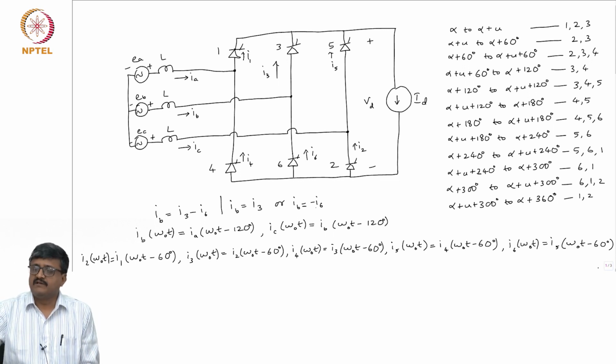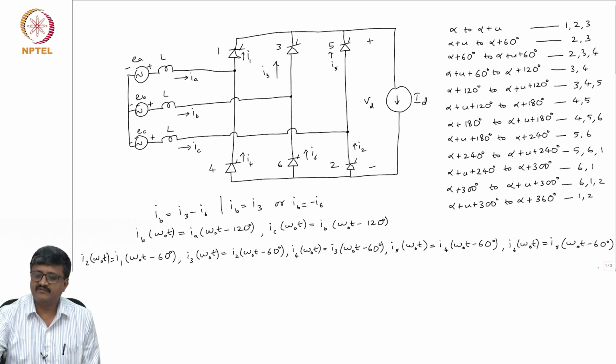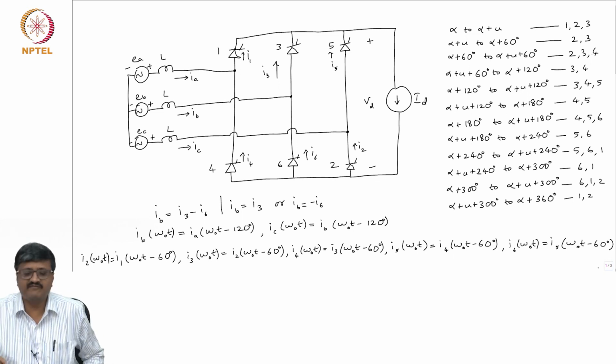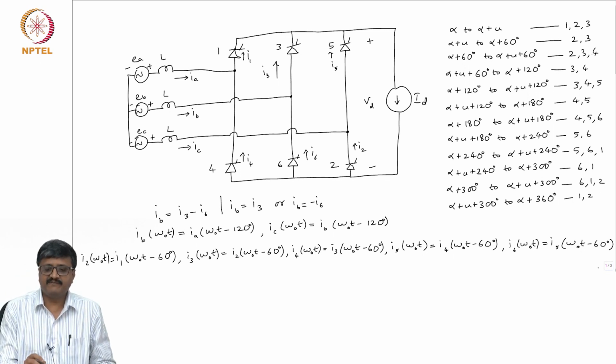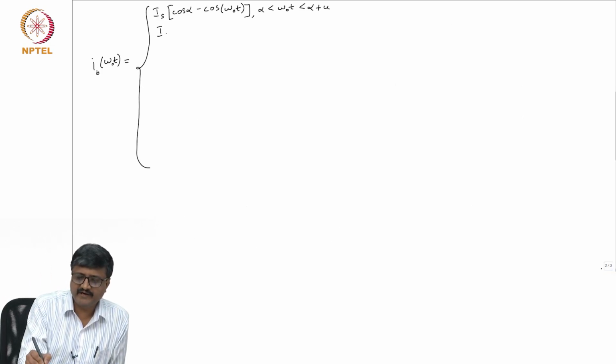Okay. So, if you look at subintervals 2, 3 and 4, there is only one valve that conducts in the upper commutation group, that is valve 3. Valve 3 is the only one conducting among 1, 3, 5 from alpha plus u to alpha plus 120. So, that means for alpha plus u to alpha plus 120, IB is equal to ID.